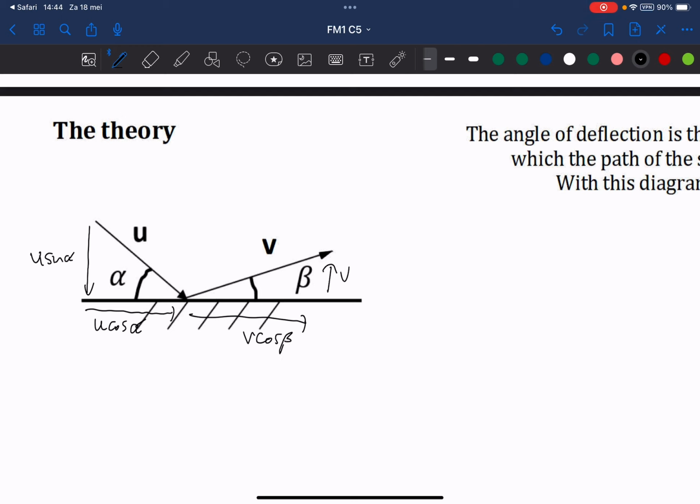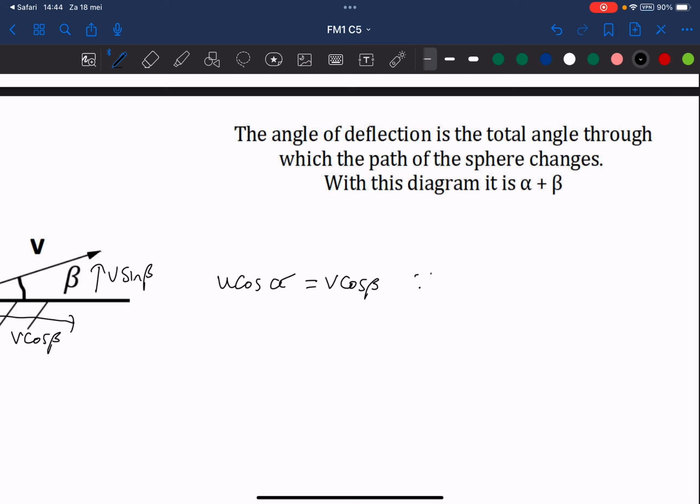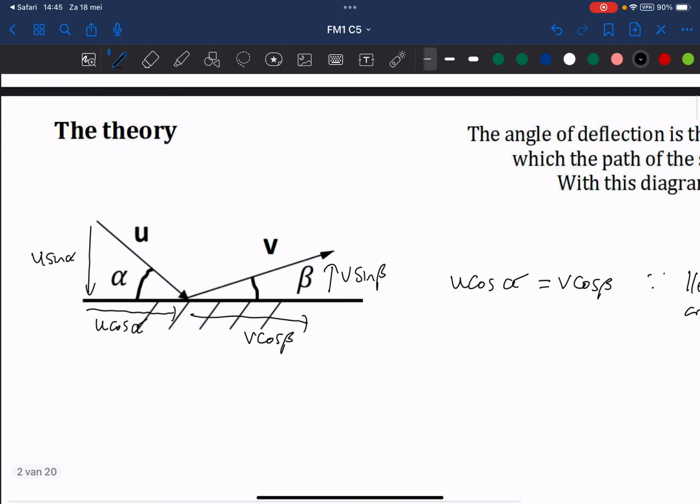And then this up here will be v times the sine of beta. Fairly straightforward. Now, if we were to resolve both of these speeds, we could have that u times the cosine of alpha is equal to v times the cosine of beta. And this is because parallel to the surface, speeds are unchanged. Of course, I just mentioned that on the previous slide.